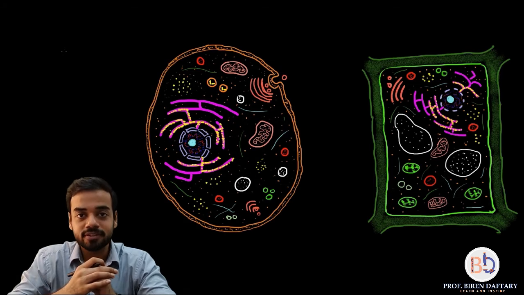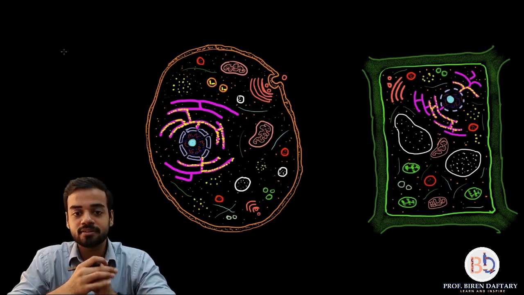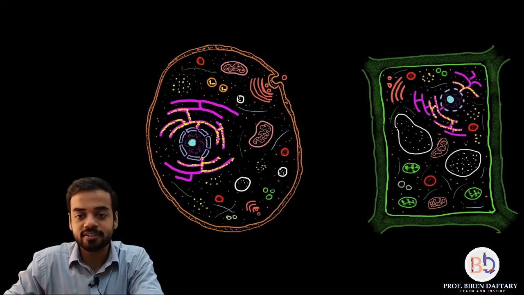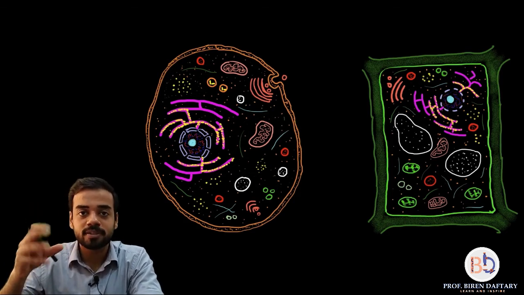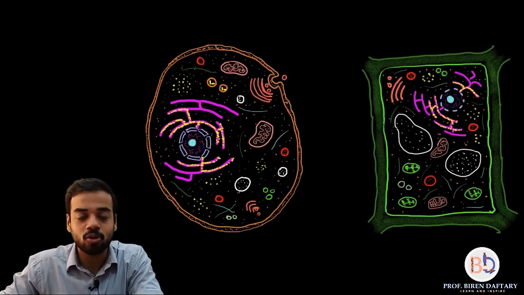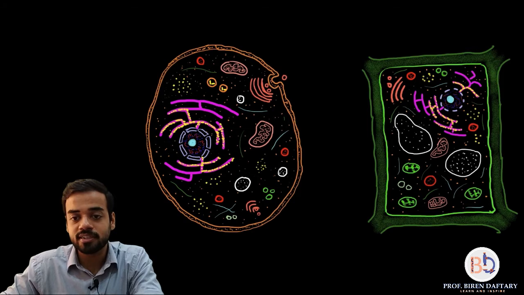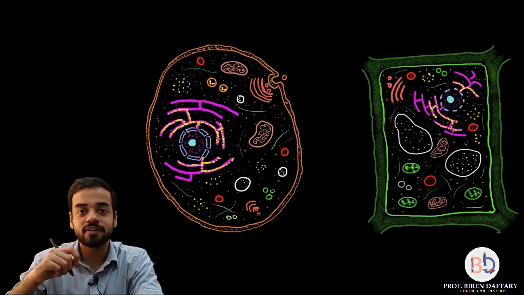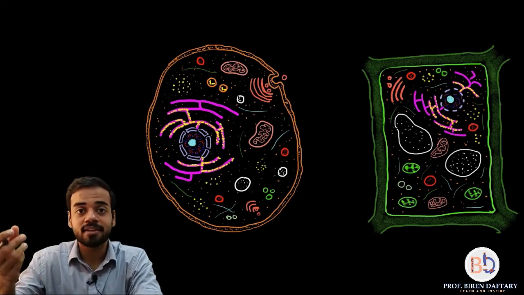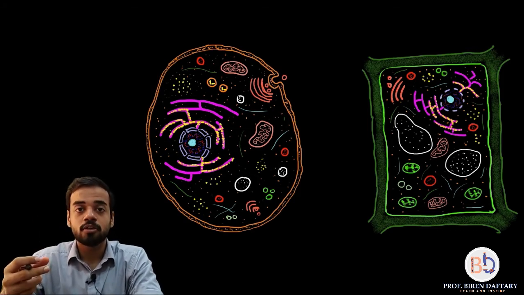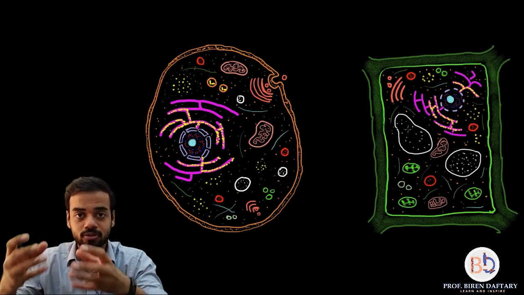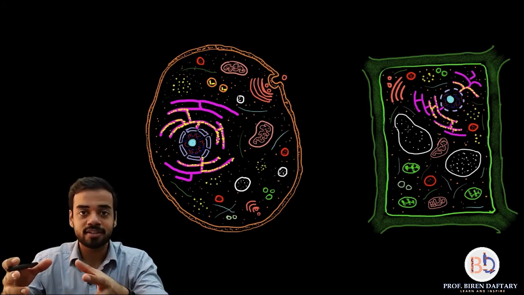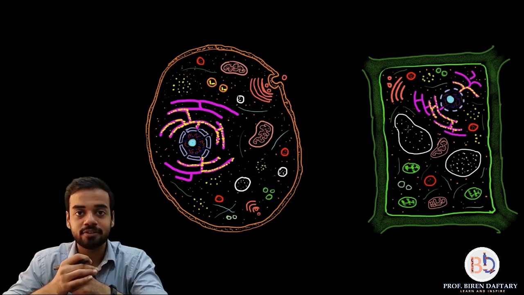The second difference is, if you see these white structures which are present, they are vacuoles. The vacuoles present in an animal cell are much smaller in size, whereas if you see the plant cell, the vacuoles are larger in size and lesser in number. Since plant cells have more storage to do, the vacuoles are larger in size. So that is the second difference.